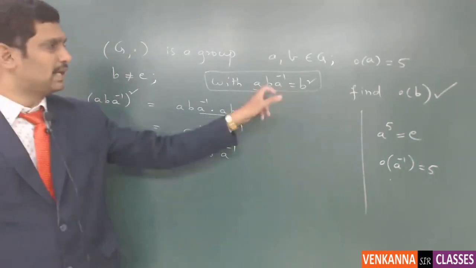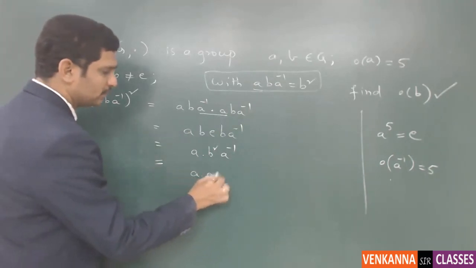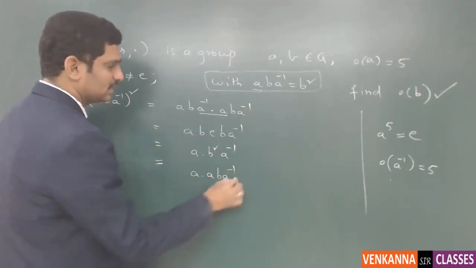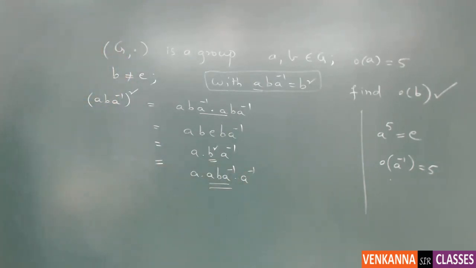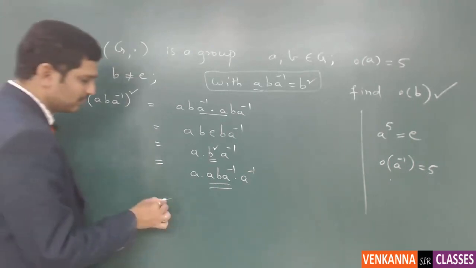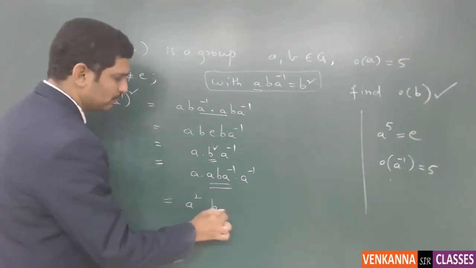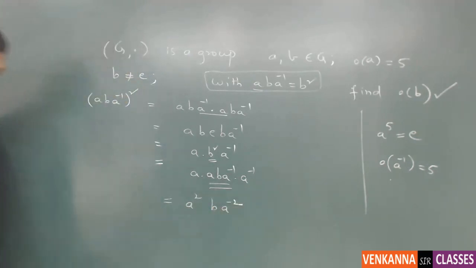So using this, A into A B A inverse into A inverse. In place of B square, I have substituted the respective value. So this is nothing but A power 2 B A power minus 2. Did you observe? Please take a note of that. Any questions with regard to the logic applied here to anyone?